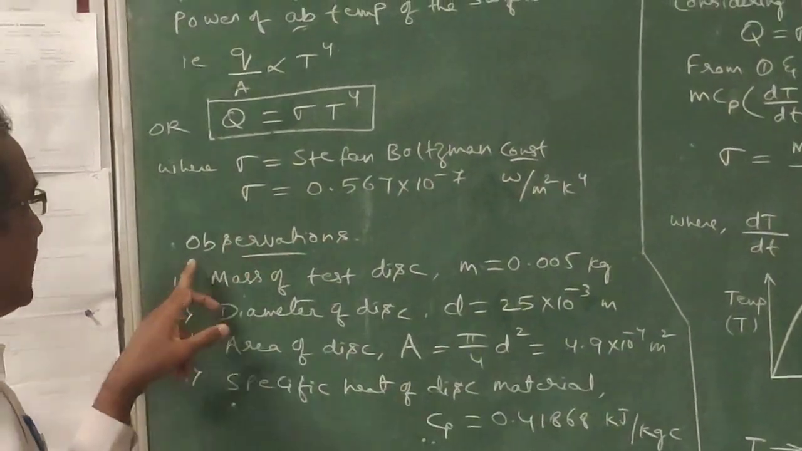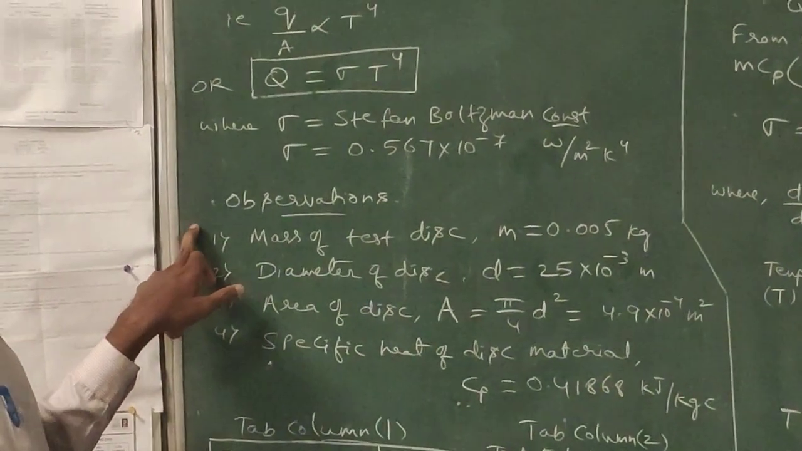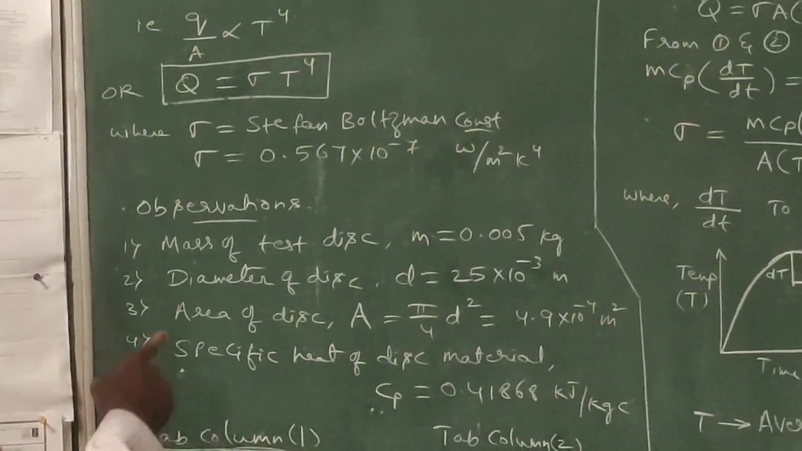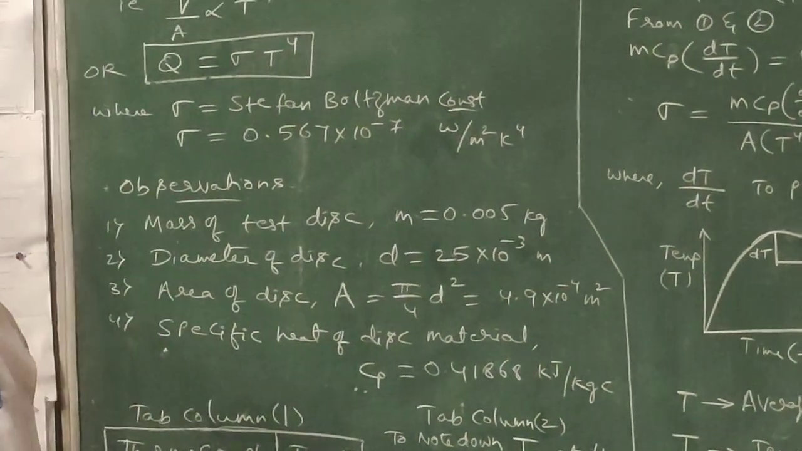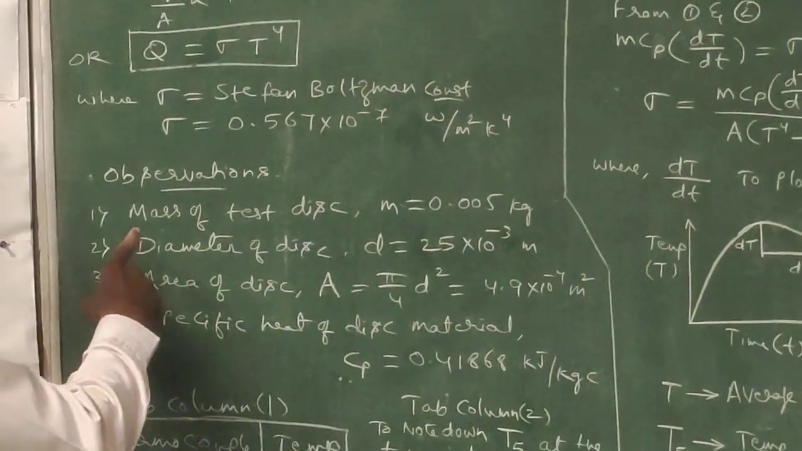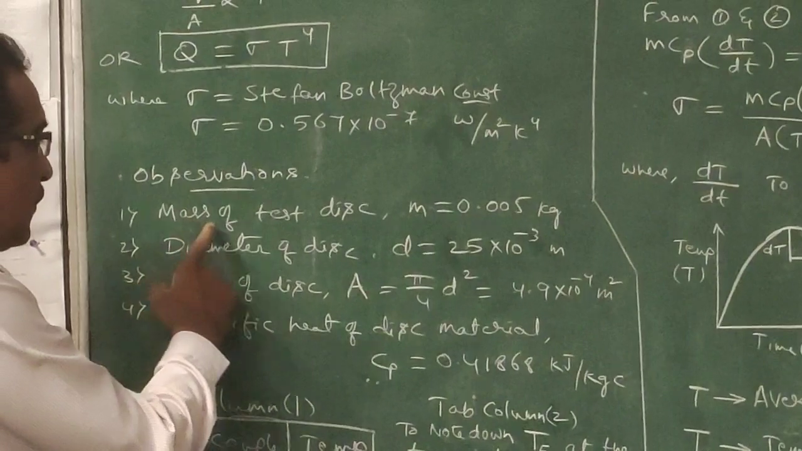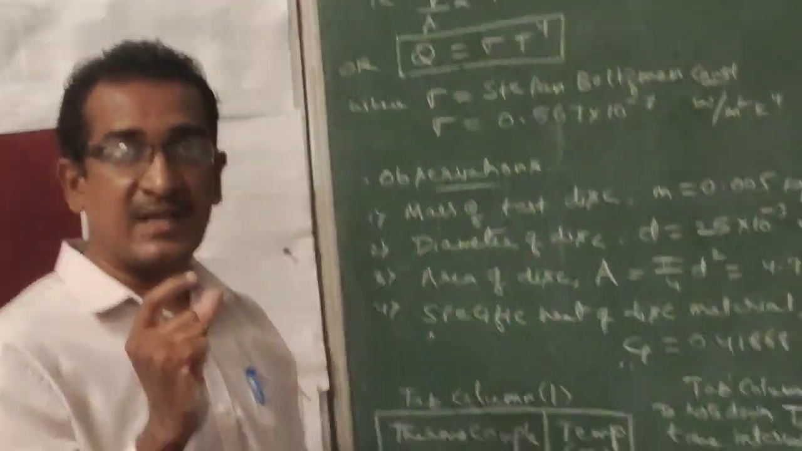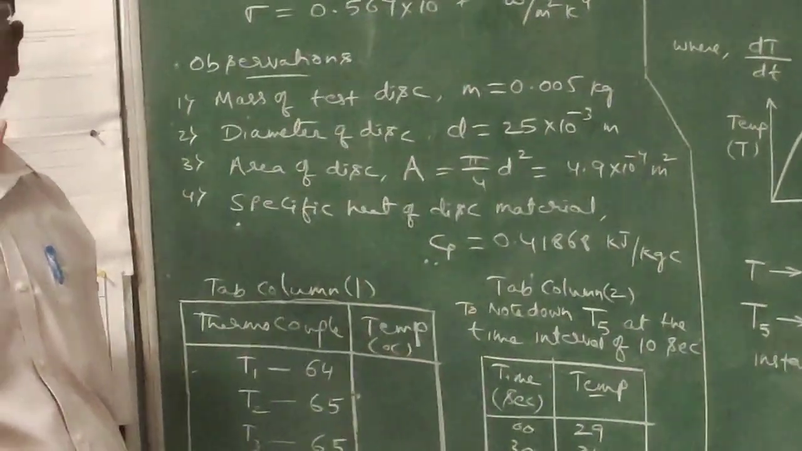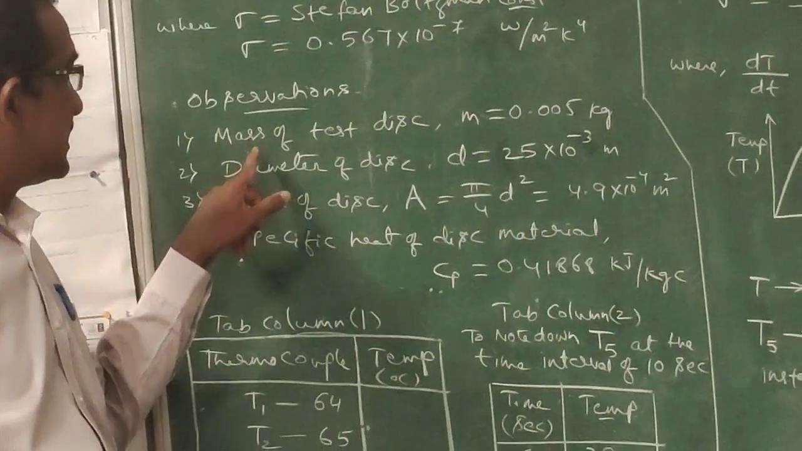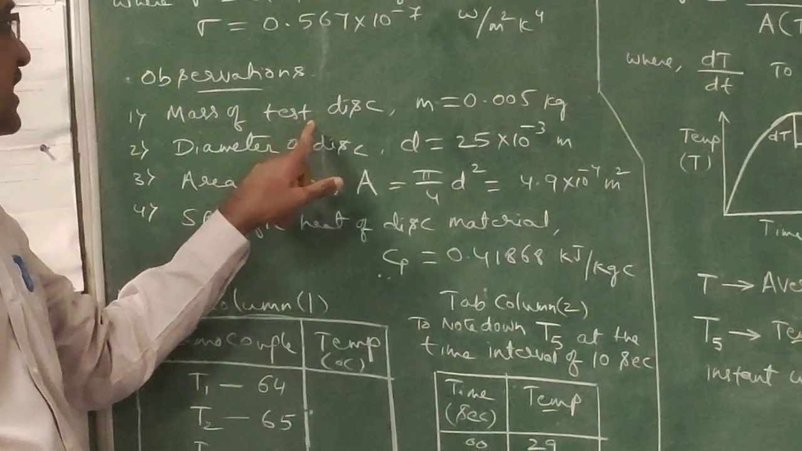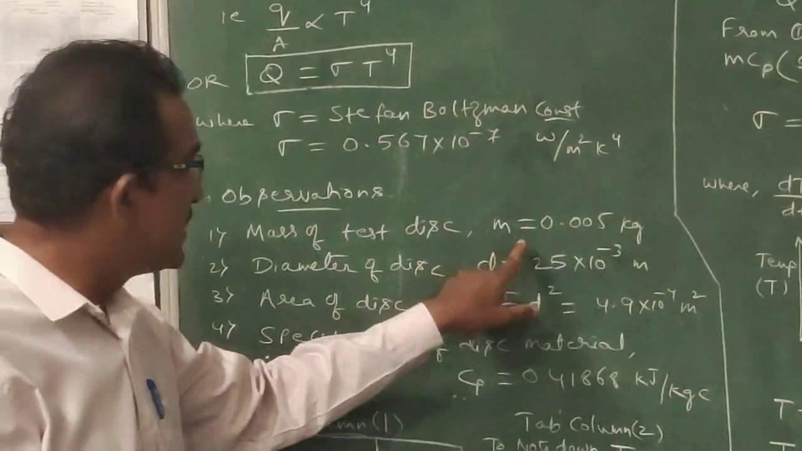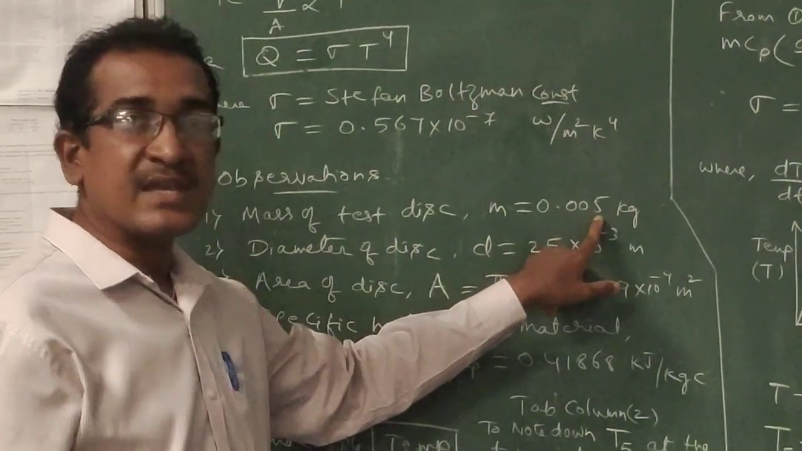So what are the observations required for conducting this experiment? Afterwards I will explain the setup. Before that, let me tell the observations. What is the test mass? The disk is here, and the material is mounted on the disk. That is called the test mass of the test disk. How much is the mass of the test disk? It is given by m is equal to 0.005 kg.